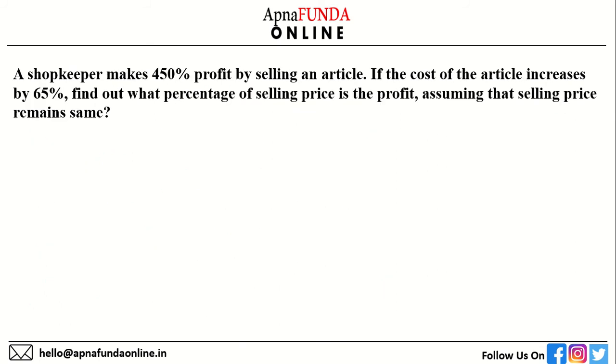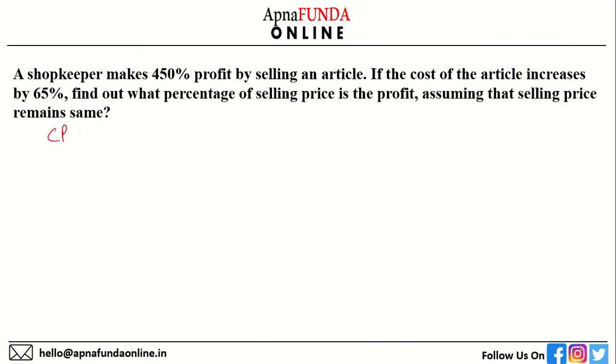Next question. A shopkeeper makes 450% profit by selling an article. If the cost of the article increases by 65%, find out what percentage of selling price is the profit, assuming that selling price remains the same. Let's go step by step.